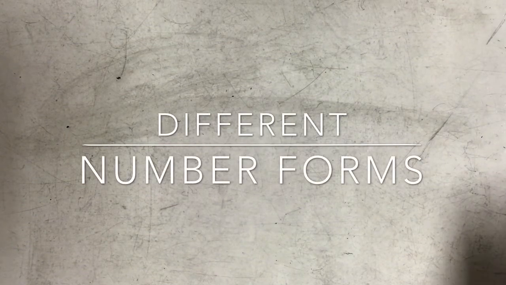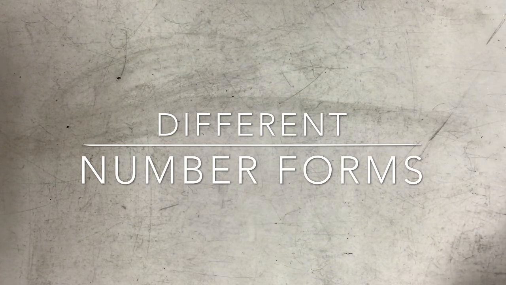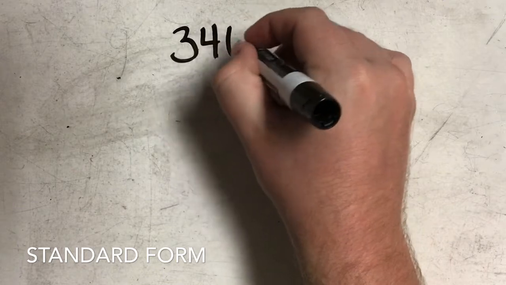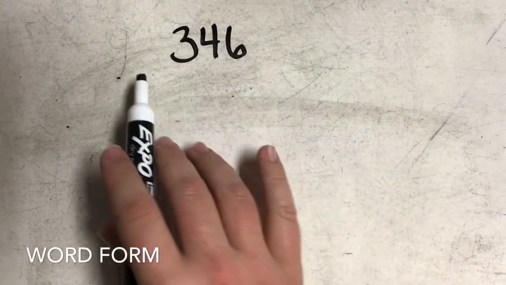Hey there. Today we're going to learn about different number forms, or different ways that you can represent numbers. So the first form is the most common form. It's referred to as standard form, and that's the way that you would typically see numbers written. You might also hear it referred to as number form, but we also call it standard form. In addition to standard form, we also have what's known as word form. And word form would be basically how I would read that number out loud.